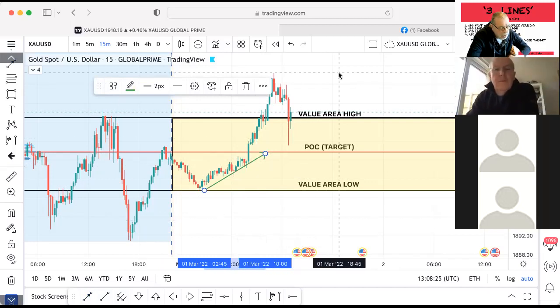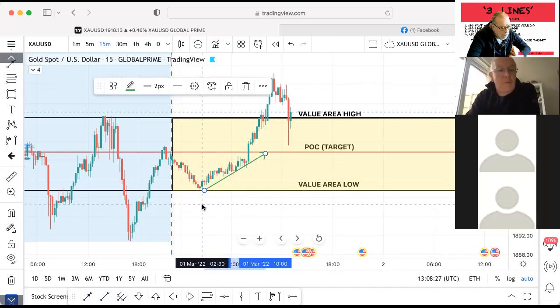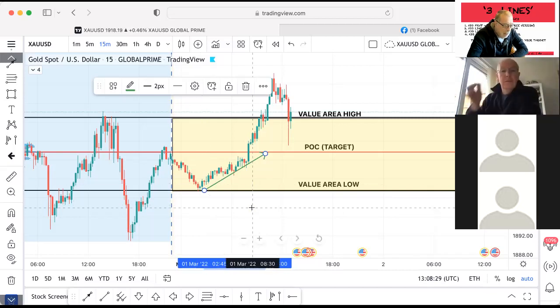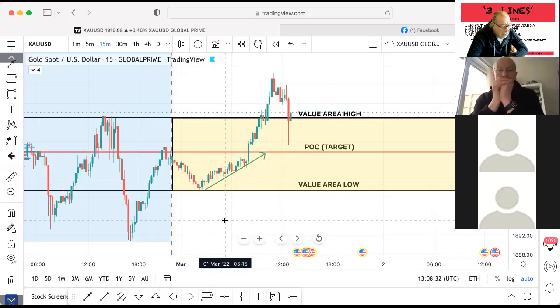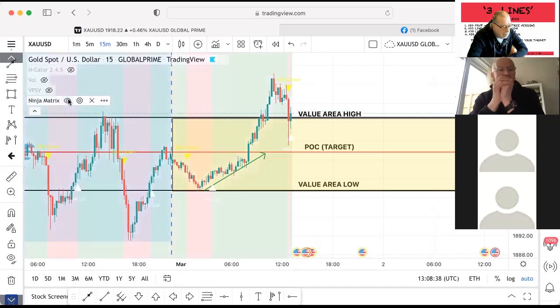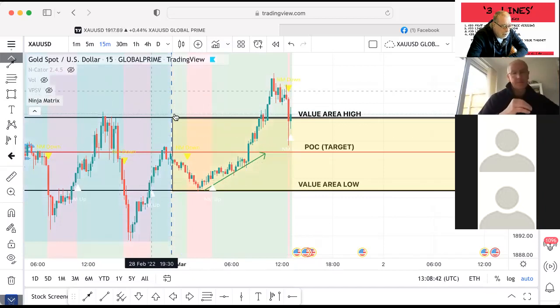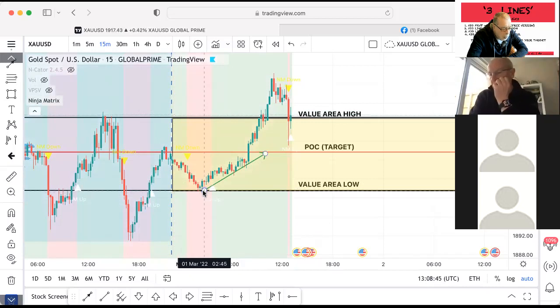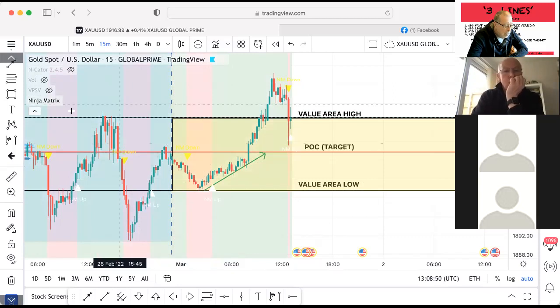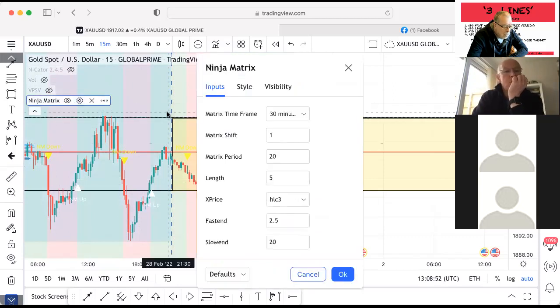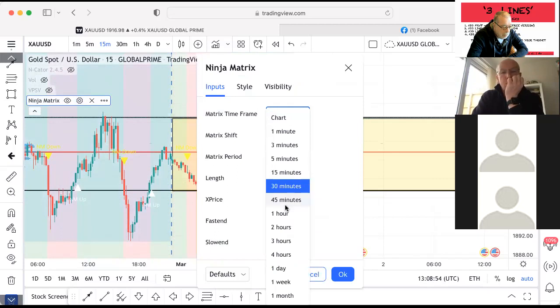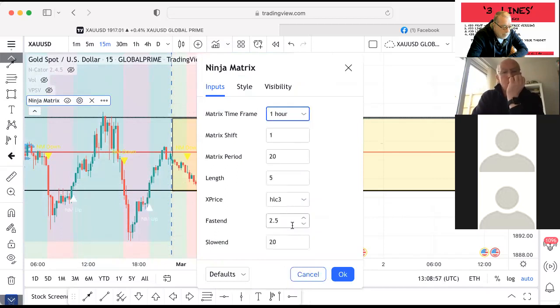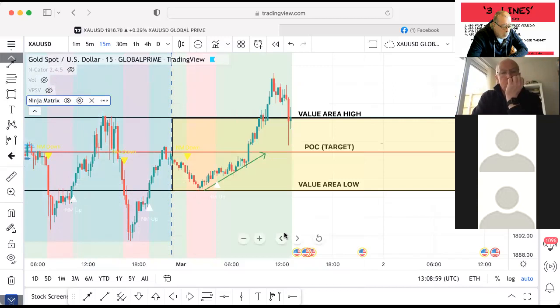I'll just go through my checklist. Let's imagine that I was around at 2 o'clock this morning. Before I got into that trade, I would have wanted to go through my checklist. The first part of my checklist is the Ninja Matrix. If I put the Ninja Matrix on, you can see that at that point, when this first change occurred, let me just check my settings. We need to be on the 15-minute chart, and we need the matrix on the 1 hour.